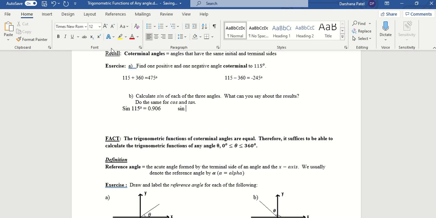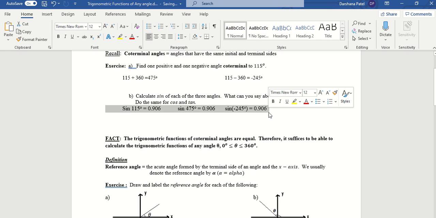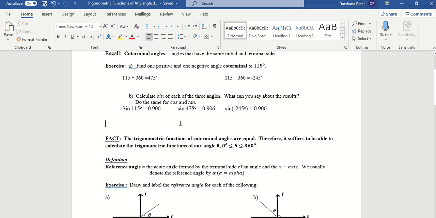Now let's find the value of sine 475 degrees. Again, the value we get here is 0.906. And lastly, if we find the value of sine negative 245 degrees, the value we get is again 0.906. Similarly, let's try to find values of cos of those three angles and tan of those three angles.